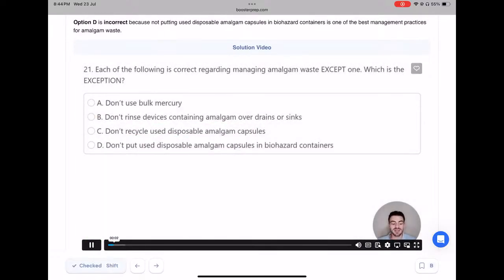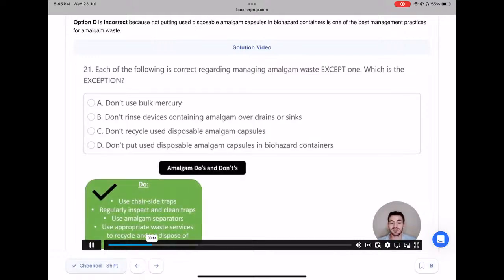Question 21 states, each of the following is correct regarding managing amalgam waste except one, which is the exception. So here we're going to go through some do's and don'ts with regards to managing amalgam waste. So what are some good things to do? Use chairside traps. It's a good way to physically trap any amalgam through suction.